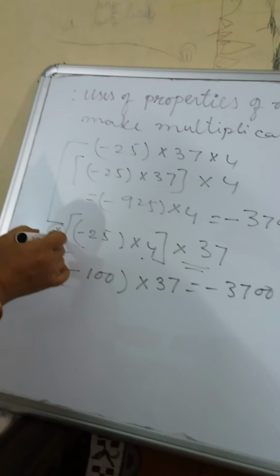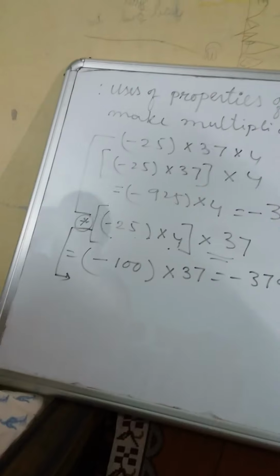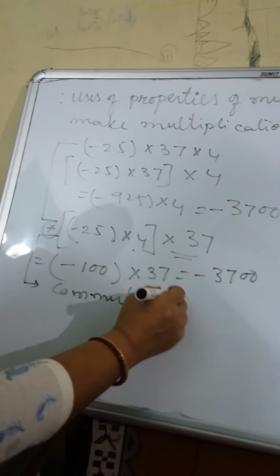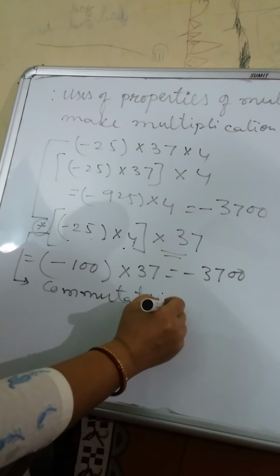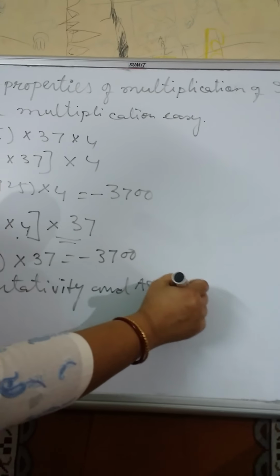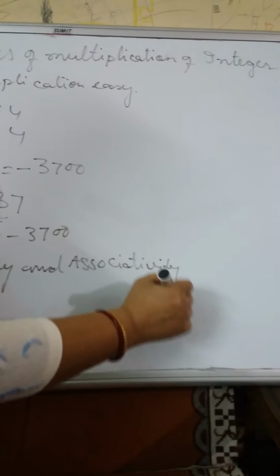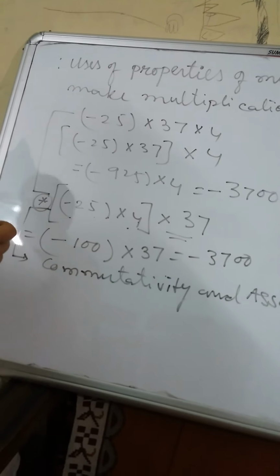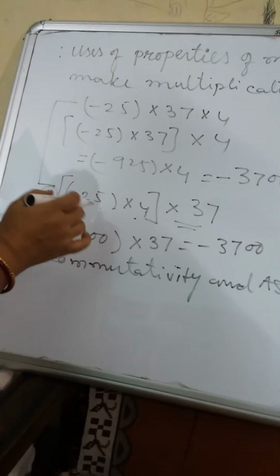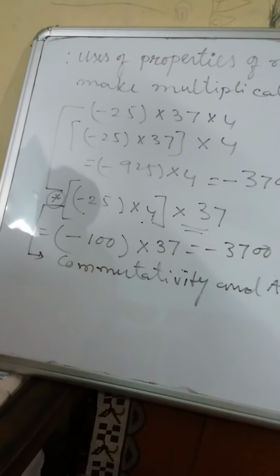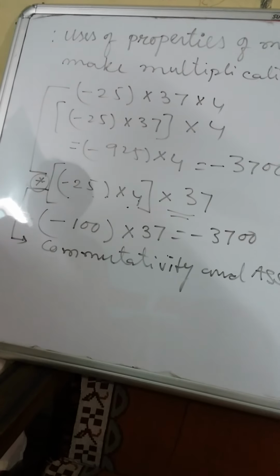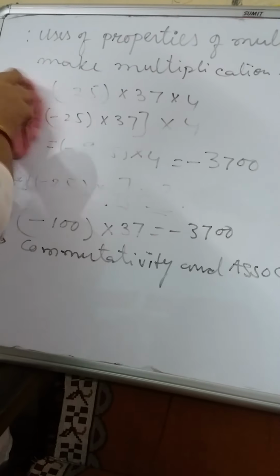So now this second way involves the commutativity and associativity of integers. So you can see by using these properties we can make calculation very easy. Next, let me further show how calculation can be made easier using these properties.